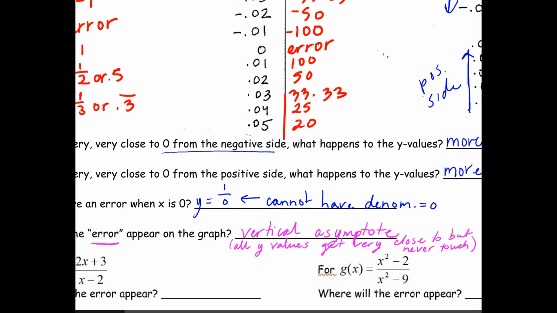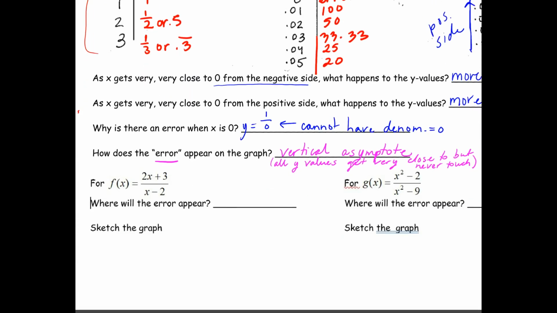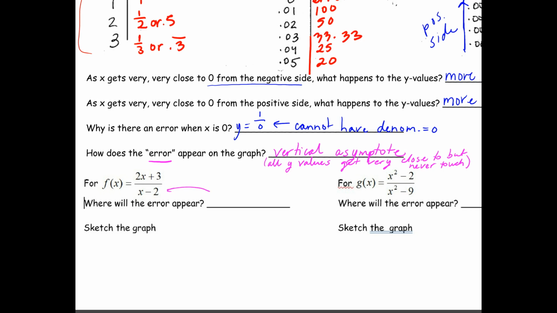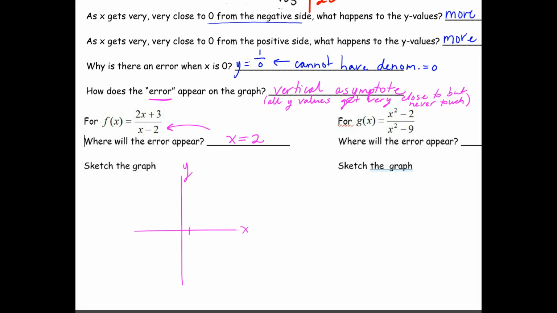Okay, so let's take that understanding to 2 new graphs. For function f of x, where do you think the error will appear? Yes, at x equals 2. So if I sketch the graph, even before I use my graphing calculator, if I just do an xy axis, based off of what we just learned, what do I know is going to happen at the x value of 2? It's going to be an asymptote, and specifically a vertical asymptote.